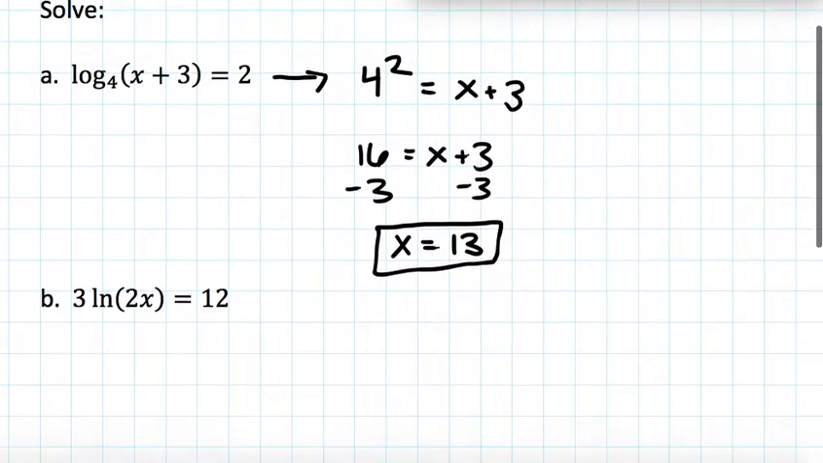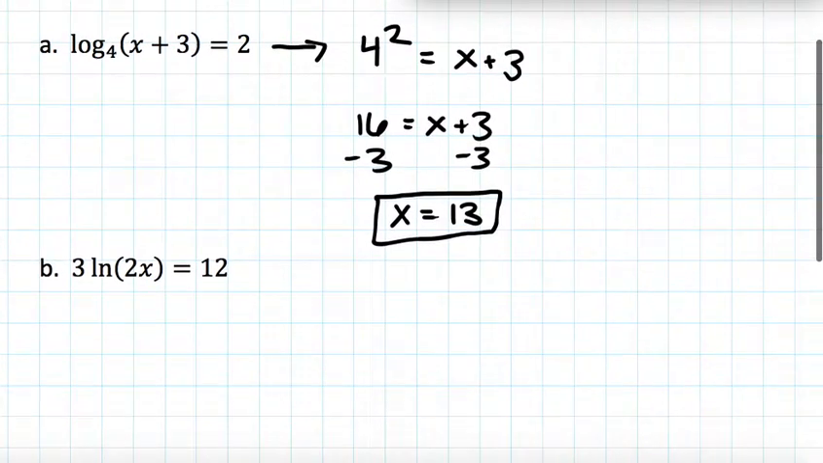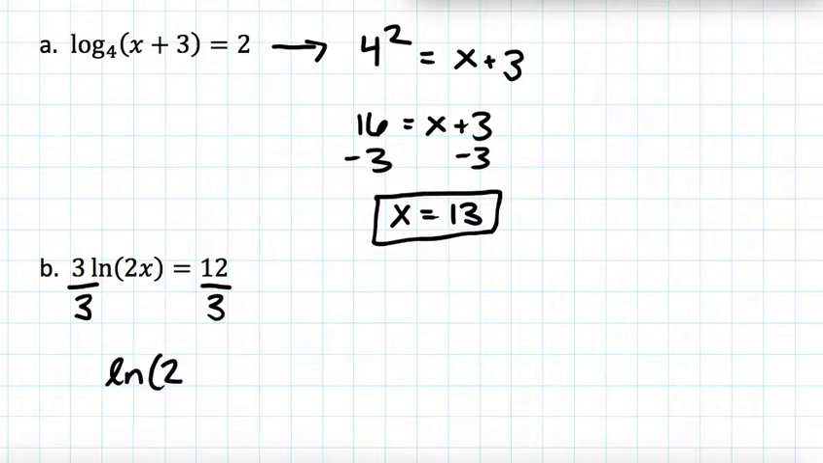So looking at part B, we have 3 natural log of 2x equals 12. So just like with the exponential equations, if I have something multiplied or added on the side with the log, I need to get rid of that before rewriting. So my first step here is to divide both sides by 3 to get the ln by itself. So we have ln of 2x equals 4.